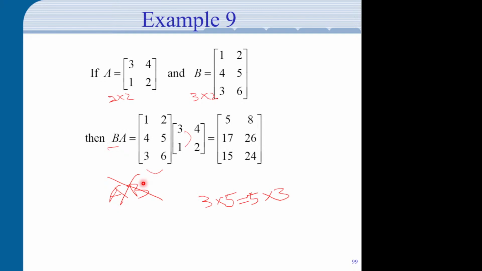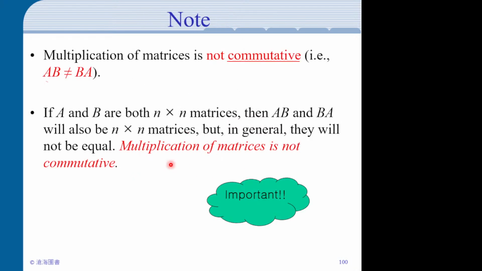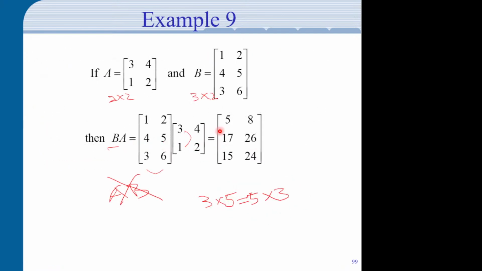Here is another example: A equals this, B equals this, and you have B times A equal to this. Let's skip that. But there is an important concept we want to say here: matrix multiplication is non-commutative. So A times B is not always equal to B times A. Sometimes one is not even defined. For this example, you can have B times A, but A times B is not even defined because 2 is not equal to 3.